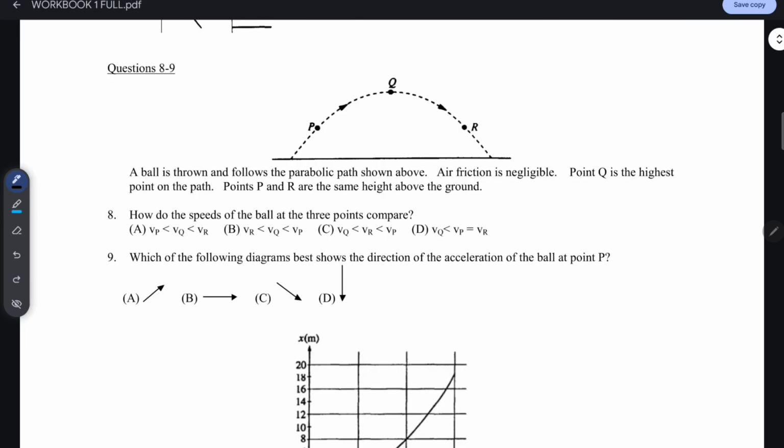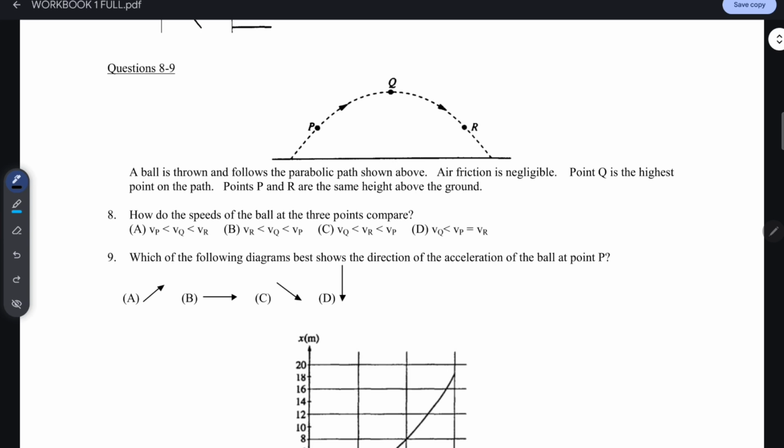So here it is. A ball is thrown and follows the parabolic path shown above. Air friction is negligible. So in AP Physics 1, air resistance or air friction will be negligible. Point Q is the highest point on the path. Points P and R are the same height above the ground.